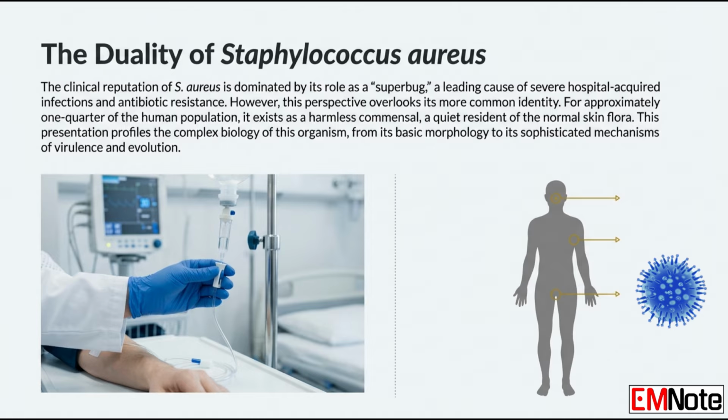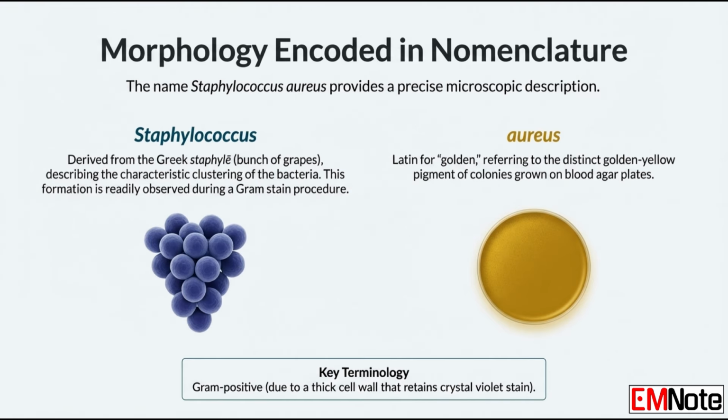Okay, let's get into that. The name itself is, from what I understand, a perfect biological description. It's wonderfully precise, yeah. So what does Staphylococcus aureus literally mean? You can break it into two parts. The first part, staphylo, that's from the Greek for a cluster of grapes. Like a bunch of grapes. Exactly what you see under a microscope. When you do a gram stain on this gram-positive bacterium, you see these little spherical cocci all clustered together.